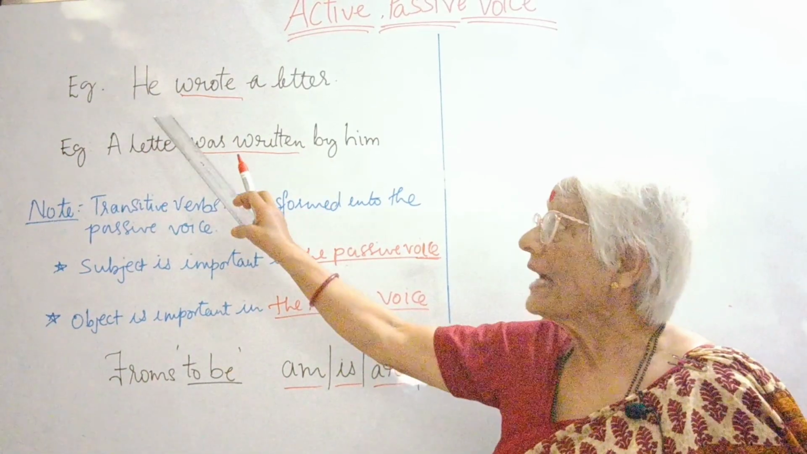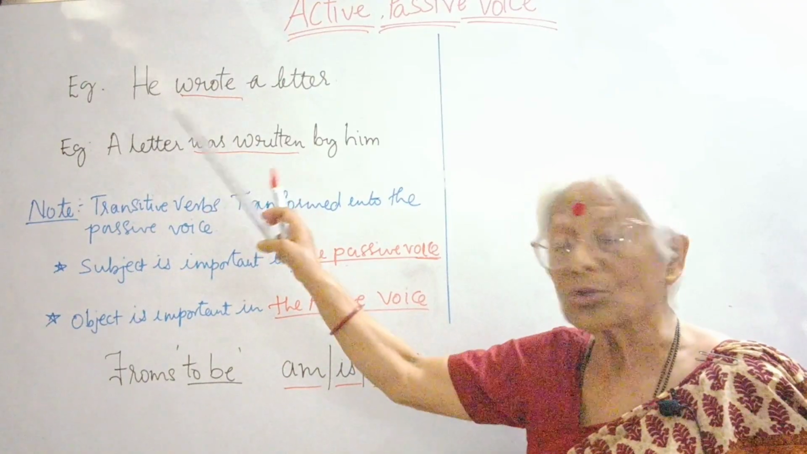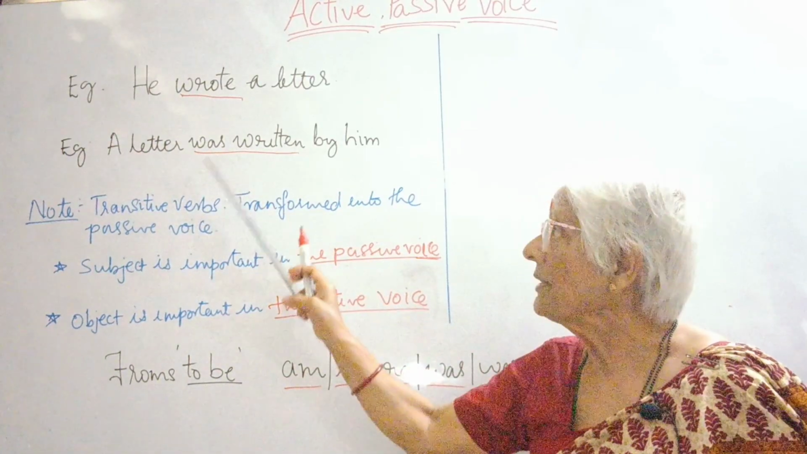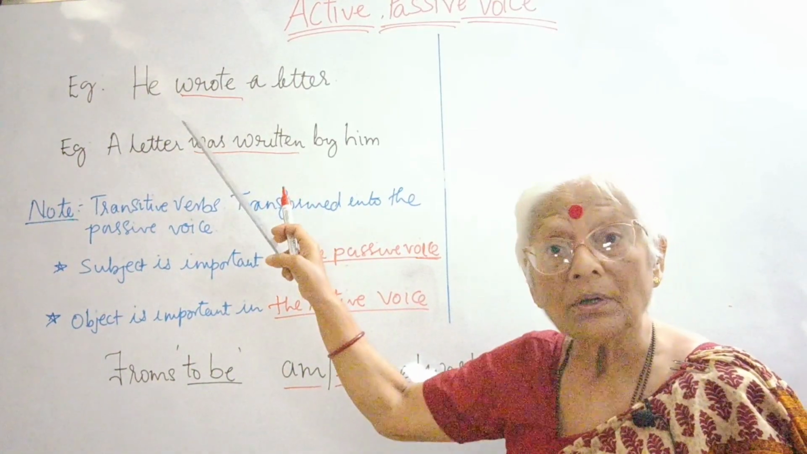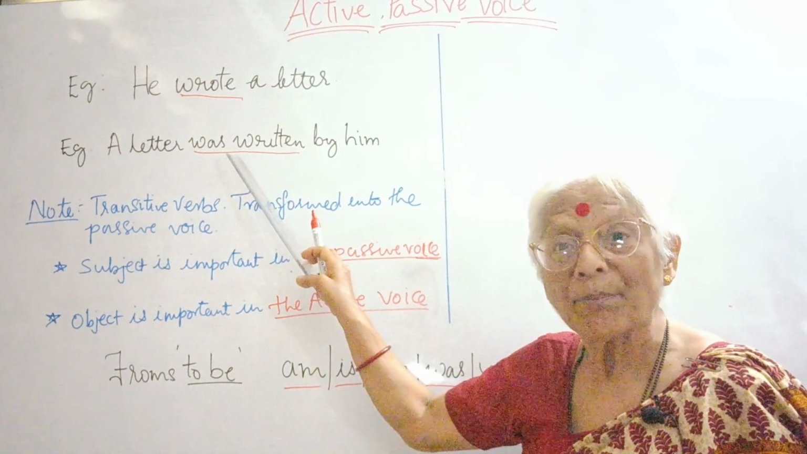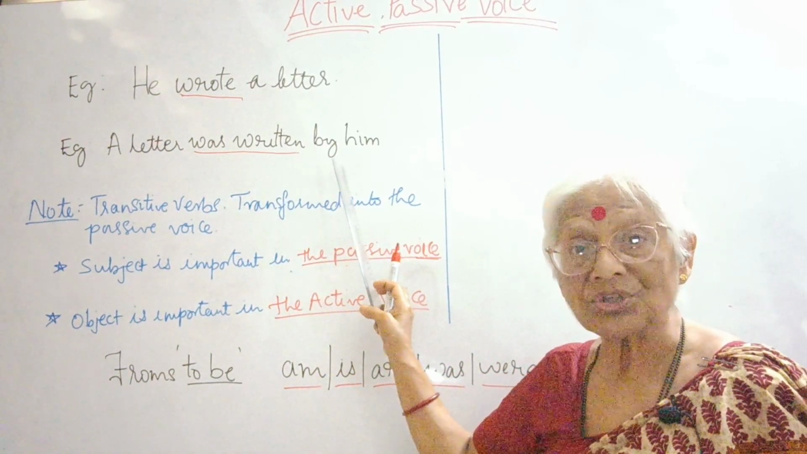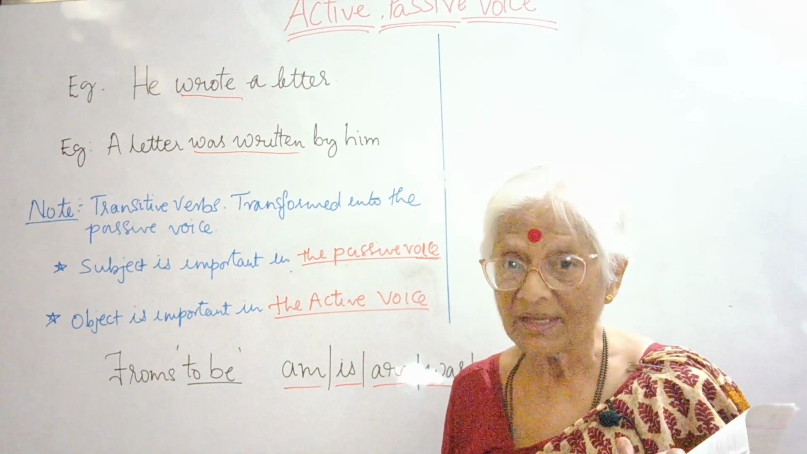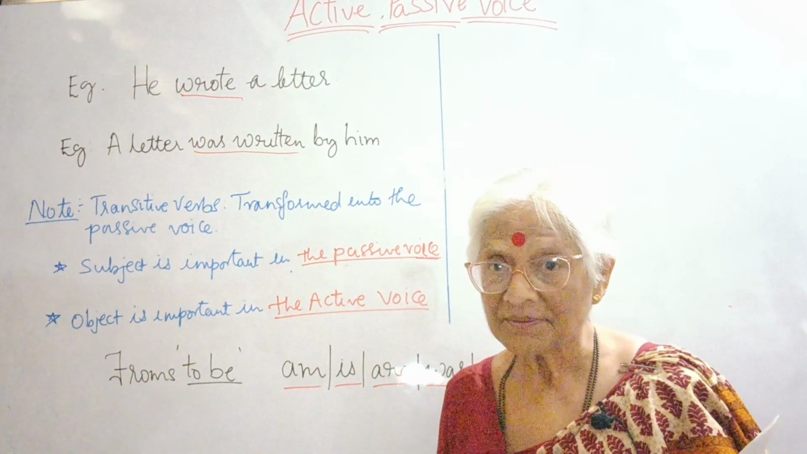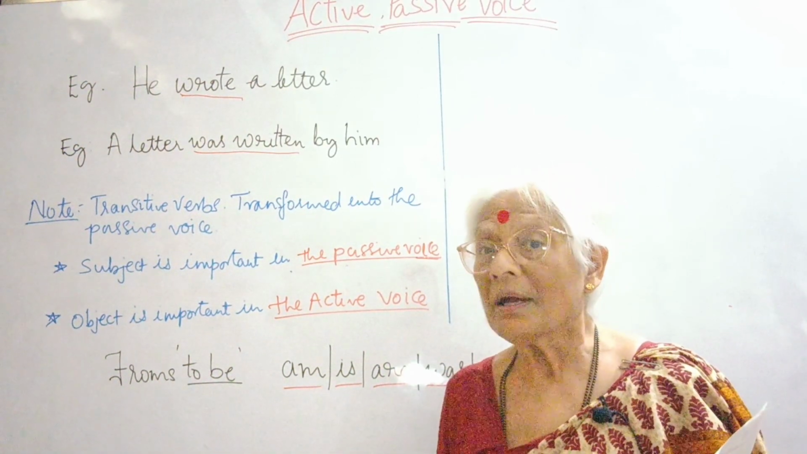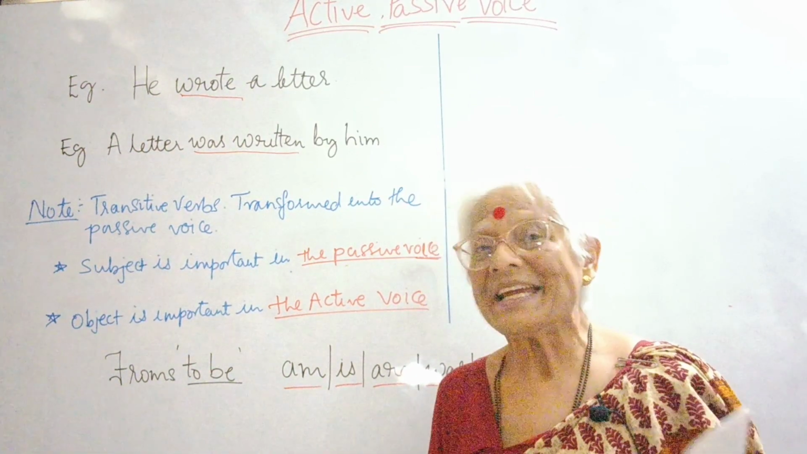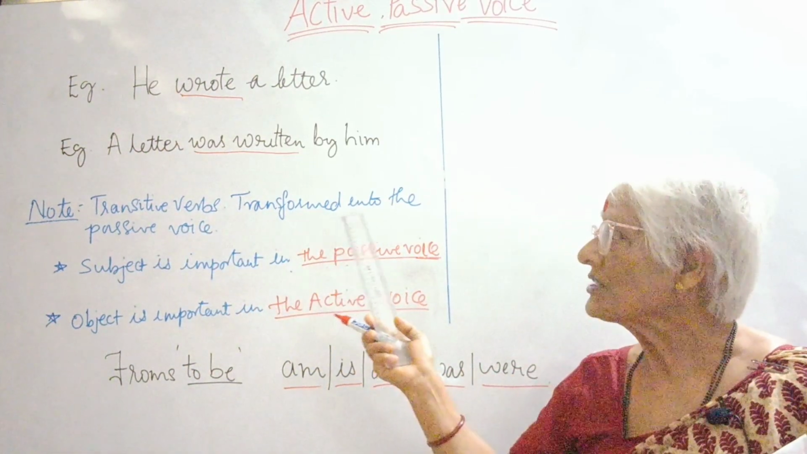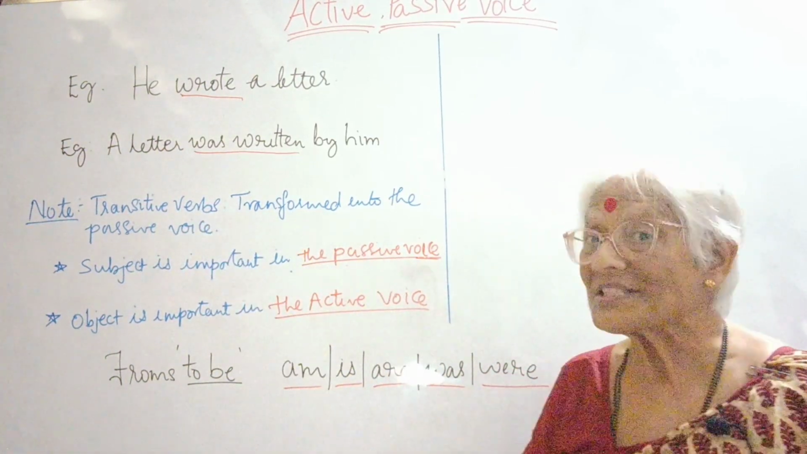So here you will find that the subject is not the doer. The object is the doer. And it's that change that has come in where we have transformed the verb. The simple past has changed to past perfect, and we have used the preposition by. So one thing to be remembered is that the verb changes. We use a preposition. And last of all, the subject and the object interchange places. Now see, transitive verbs transformed into passive voice. You need transitive verbs.